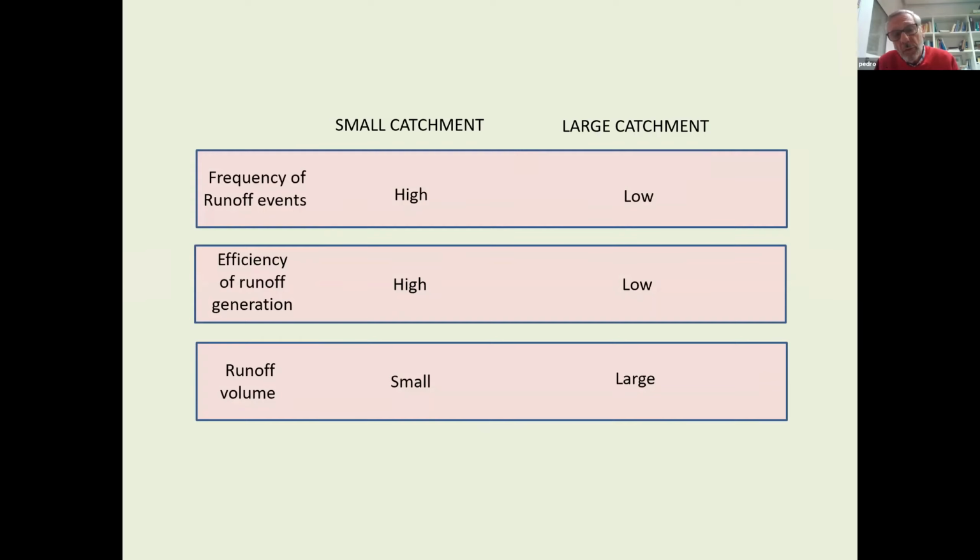When there are small catchments, the frequency is high. That means you have a number of runoff events. When you've got a large catchment, usually low. When I'm talking low, I'm talking usually between 1 or 2 events a year. The efficiency of runoff generation we just saw is very high for small catchments and low for large catchments. However, the runoff volumes are obviously a result of the interaction between the efficiency and the size. And for small catchments, you've got usually small volumes. And for large catchments, you have large volumes.